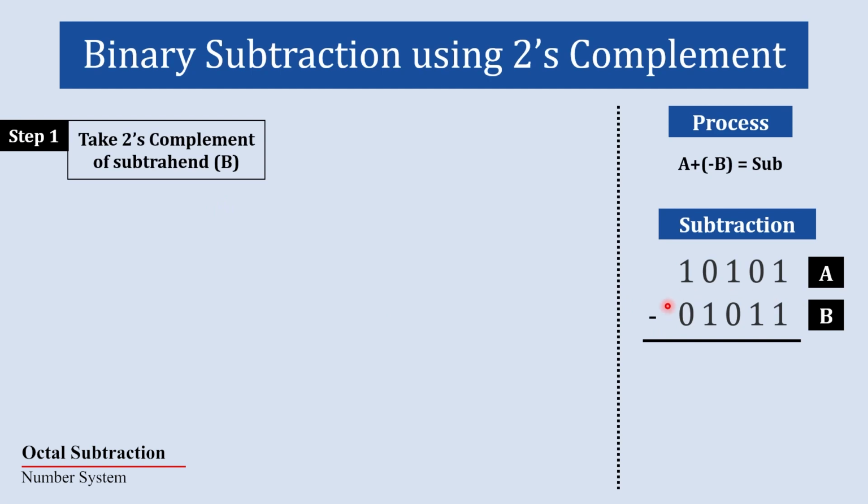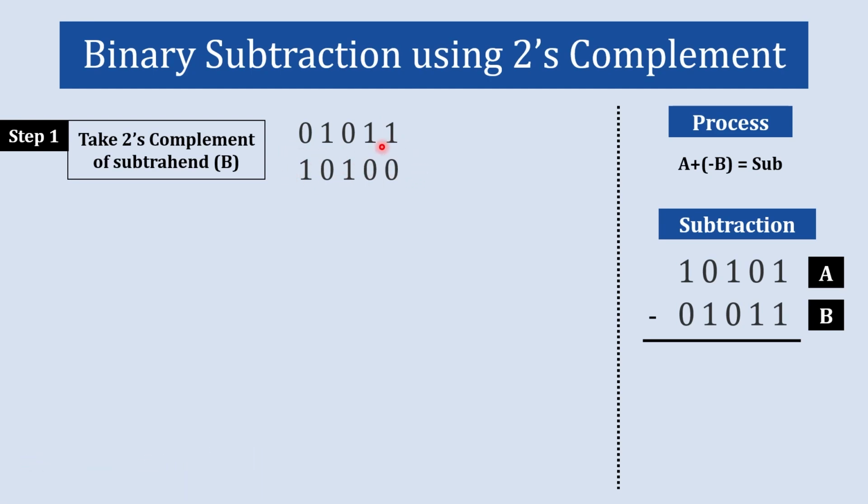So this is the number which is to be subtracted. So we are writing this number here. And now we are going to take the 2's complement of this number. Here I will show you two methods to find 2's complement. To get 2's complement, the first step is to write the 1's complement of this number. In order to get the 1's complement, we invert this number. Write zeros where there are 1's and write 1's where there are zeros. And this will be the 1's complement of this number.